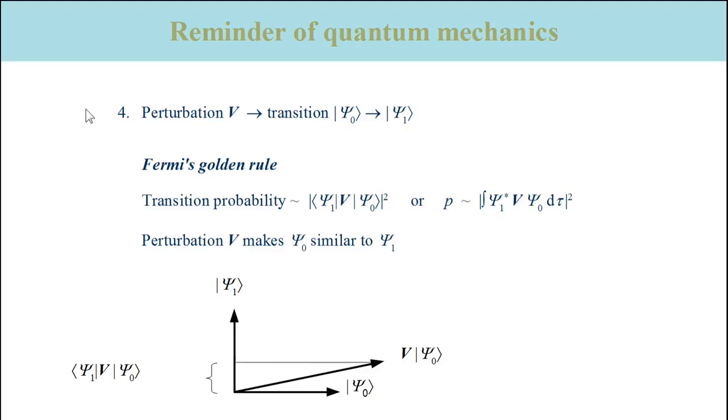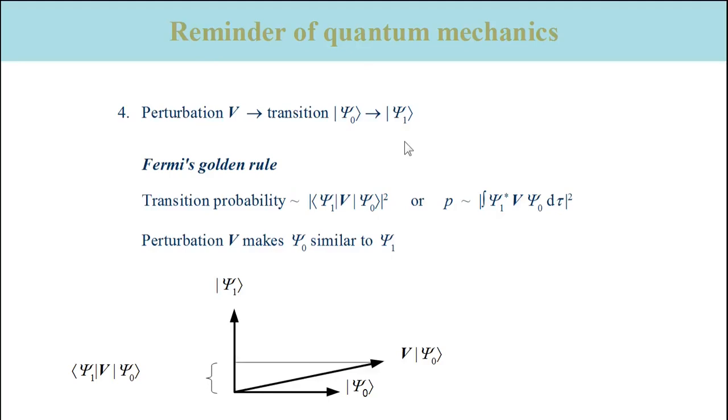If we do so, the perturbation induces transitions between the eigenstates of the unperturbed Hamilton operator, for example, between the eigenstates psi0 and psi1. Psi0 is the ground state of the unperturbed molecule, and psi1 is an excited state of the molecule. The perturbation V may induce transitions from psi0 to psi1.